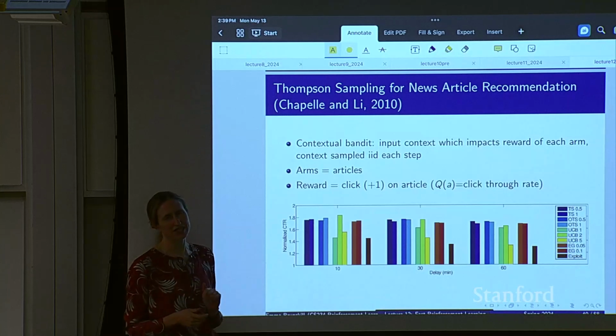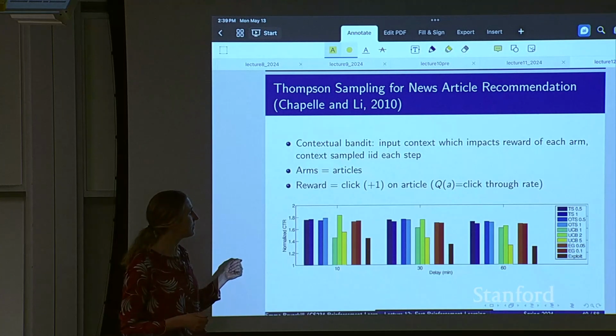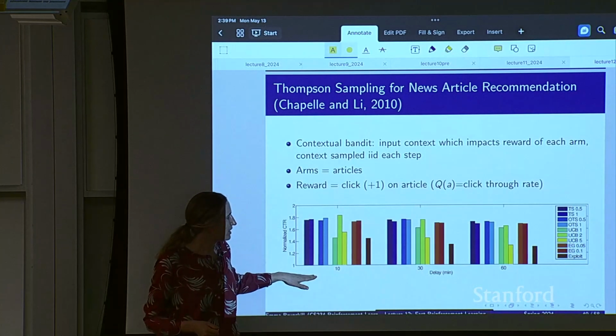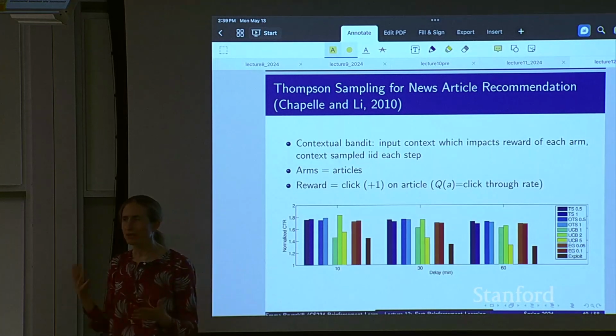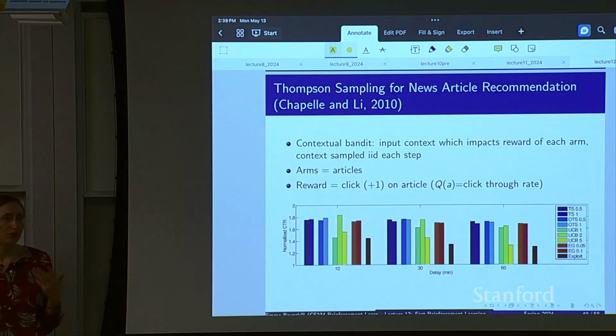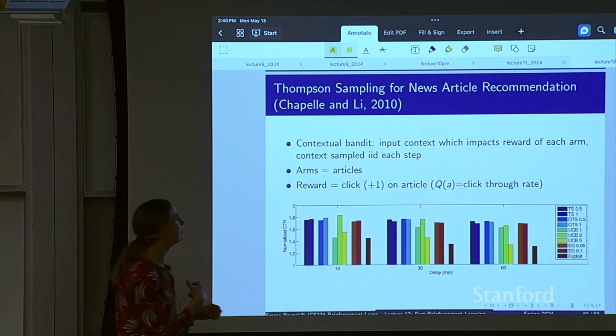It's normalized because they're not going to tell us exactly what they get on their real-world data. The important thing to look at here is the x-axis, which is delay. So in many cases, just like what we saw for the public health setting, there'll be some form of delay, even for online customer cases. Amazon will show you something and they don't find out for a little bit whether or not you're clicking on it or whether you bought the thing.